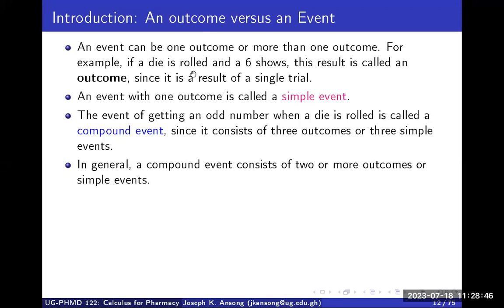So this is just explaining the same thing. An event with 1 outcome is a simple event. An event, for example, of getting an odd number when a die is rolled is called a compound event, since it consists of 3 outcomes or 3 simple events. To get an outcome, you may not get it the first time. You have to do it a couple of times. So in general, a compound event consists of 2 or more outcomes or 2 or more simple events.